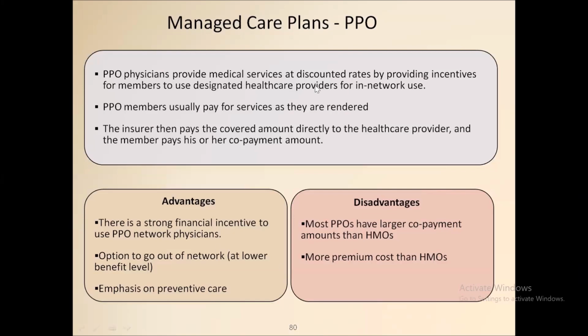So if you see, PPO physicians provide medical services at discounted rates by providing incentive to a member using designated healthcare providers in network. PPO members usually pay per service as they are rendered. The insurers then pay the covered amount directly to the healthcare provider, and the member pays his or her co-payment amount. The main advantage is the freedom of choice to go to any doctor and the option to go out of network at lower benefits, and also preventive care is there because you have the PCP concept as well, and less cost if you see a PCP.